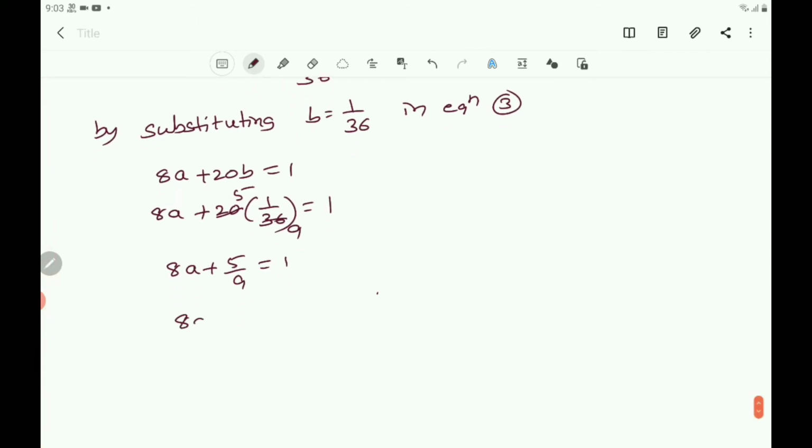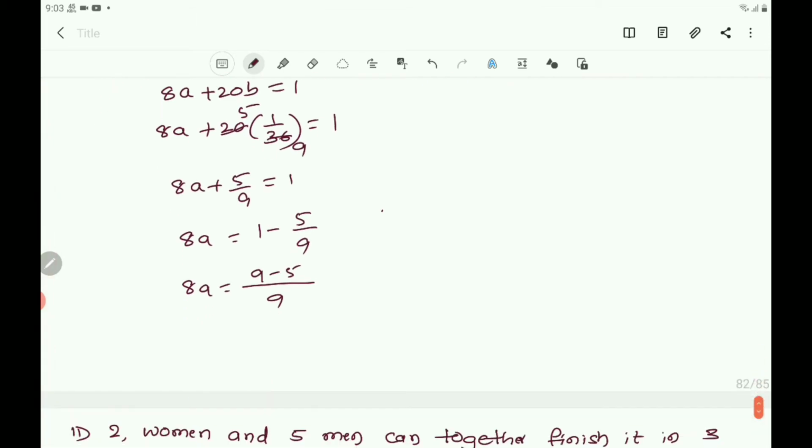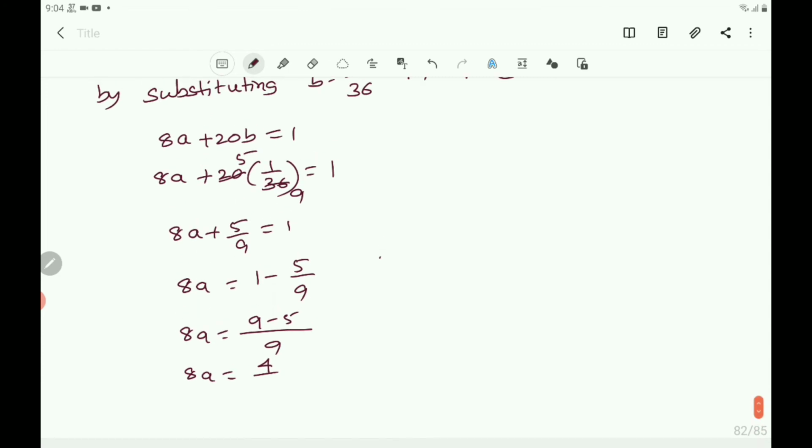That is, 8a equals 1 minus 5 by 9. So 8a equals, the LCM is 9 here, 9 minus 5 by 9, which is 4 by 9. That implies a equals 4 by 9 into 1 by 8. So 4 ones are 4, 4 twos are 8. You got a equals 1 by 18.